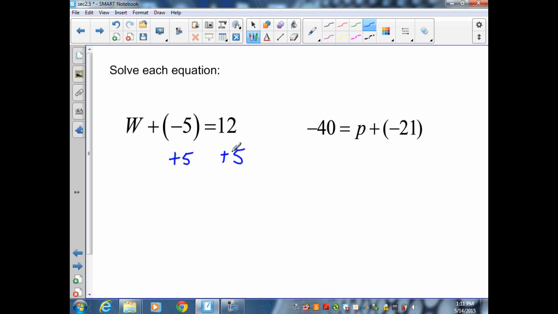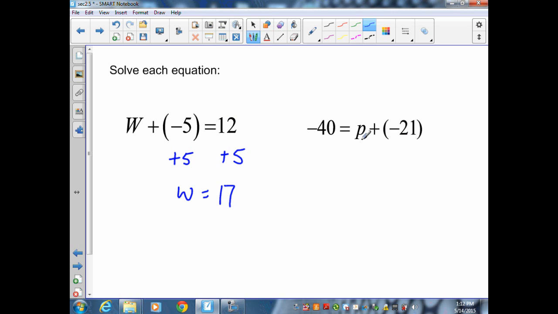Because when I do that, first of all, that was in our rules, but also when I do that, a negative 5 plus 5 is 0, and w plus 0 is just w. And on the right side, 12 plus 5 is 17. That makes that a true statement. As a matter of fact, I could take that value, substitute it back in, 17 plus a negative 5. Different sign, subtract, use the sign of the larger, I get 12. Let's look at another example.